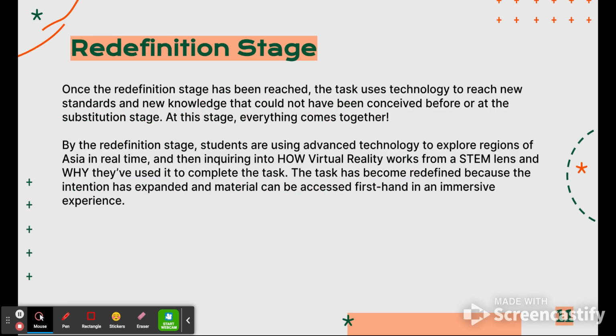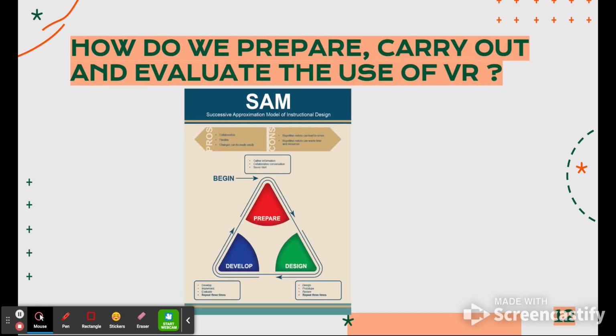The redefinition stage is the final stage, and the task uses technology to reach standards and new knowledge that could not have been conceived before or at the substitution stage. And by this stage, students are using advanced technology to explore regions of Asia in real time, and then they get to inquire into how virtual reality systems work and why they might have been used for this task.